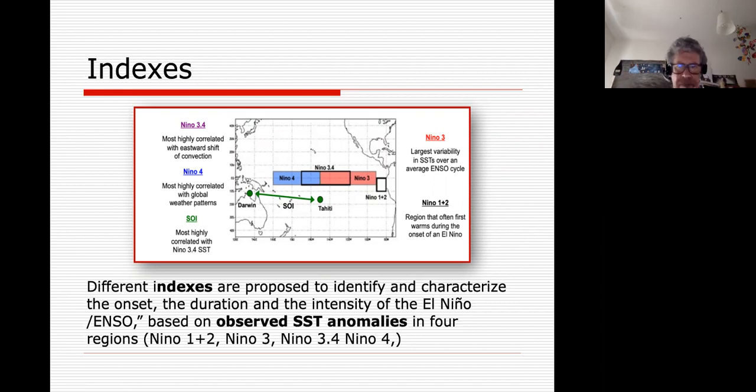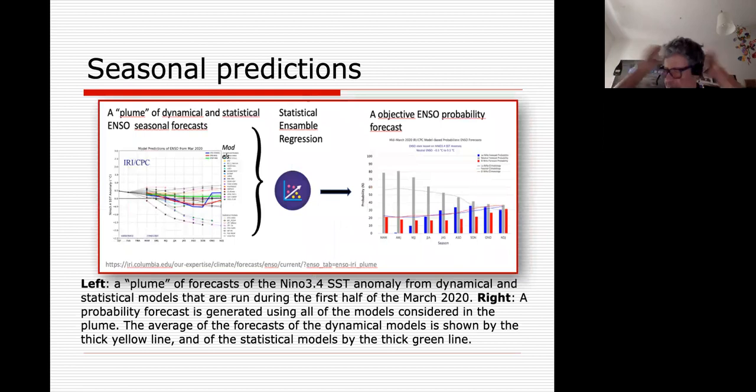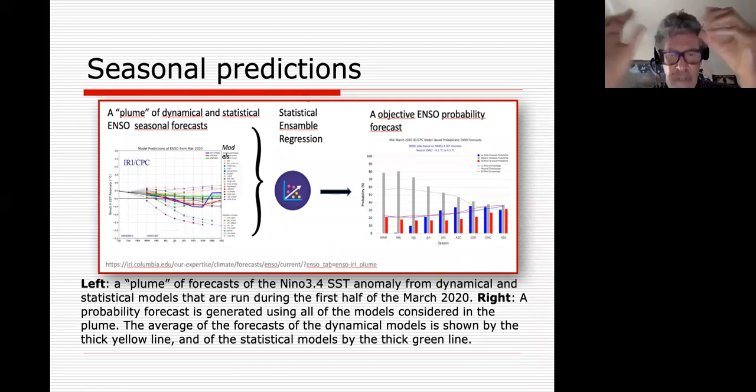This is, just to put the complexity in a single frame.